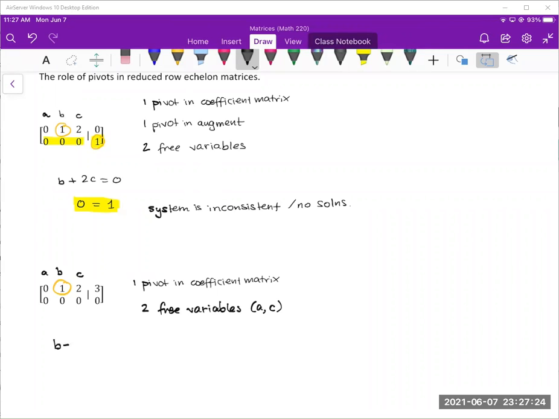And now when we try and write down a solution, what do we see? We have B plus 2C is equal to 3. And then our second row becomes just 0 equals 0, which is always true. It doesn't take anything to satisfy this. Okay. So this time our system is consistent.